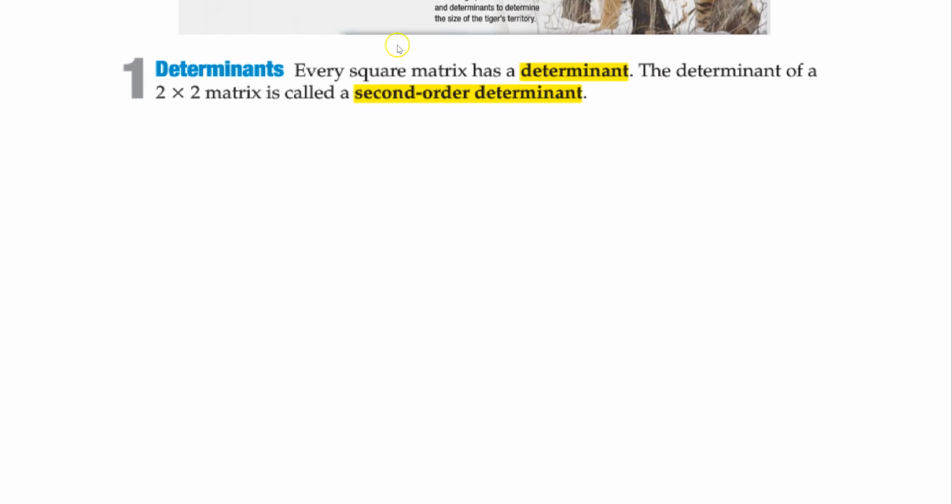Anyway, let's talk about what a determinant is. It's a special number all square matrices have. So every square matrix has a determinant, including a 2 by 2. The key part is that a determinant is a special number all square matrices have. We use that number to solve lots of things.